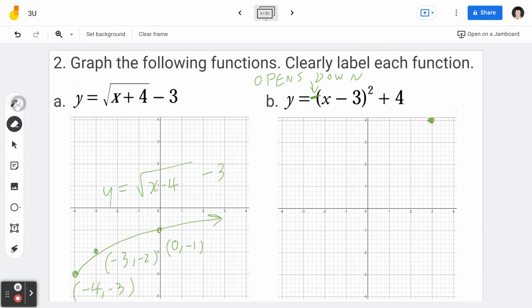But I will label this point, which is really the maximum, located at (3, 4). Now, there's something called the step pattern. And again, there are many ways of doing this. But the step pattern means if you go left by 1, you can go down by 1. If you go right by 1, you can go down by 1. Again, you can label these points (2, 3) and (4, 3), respectively.